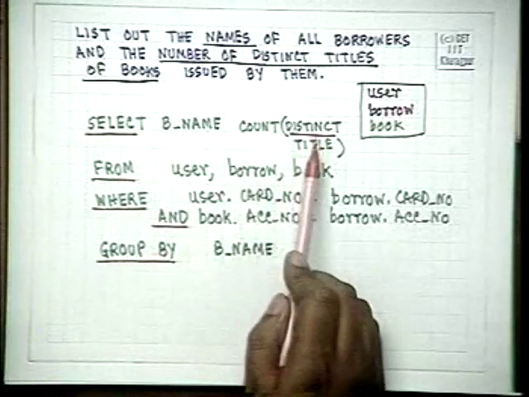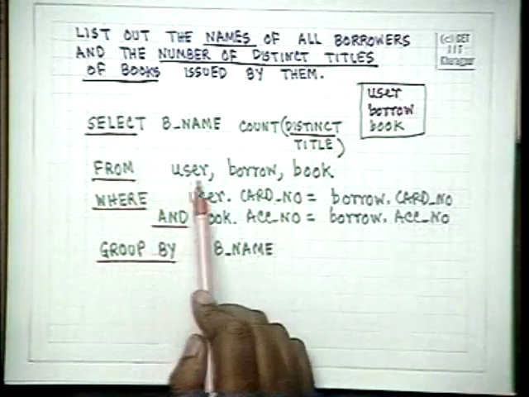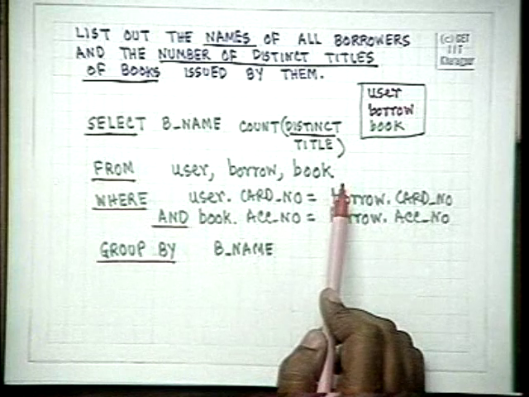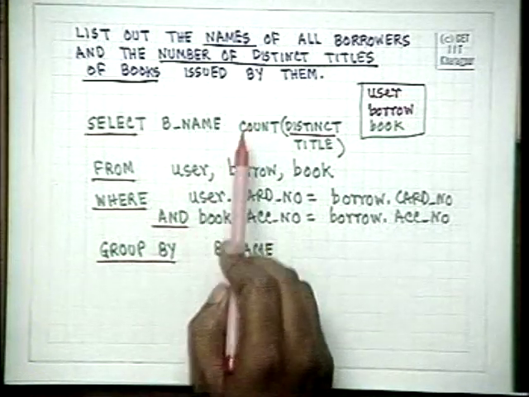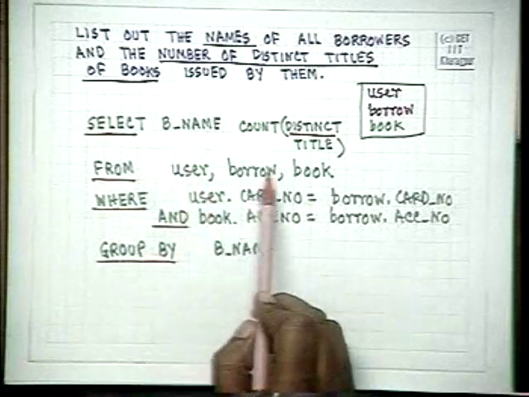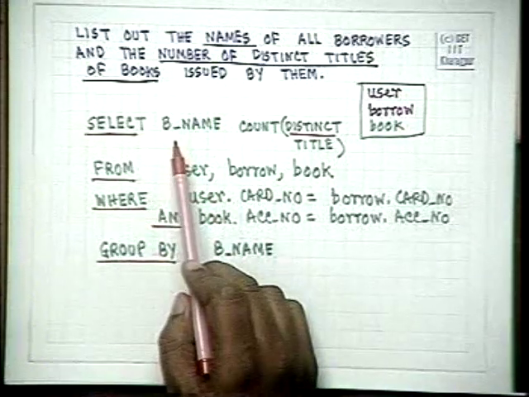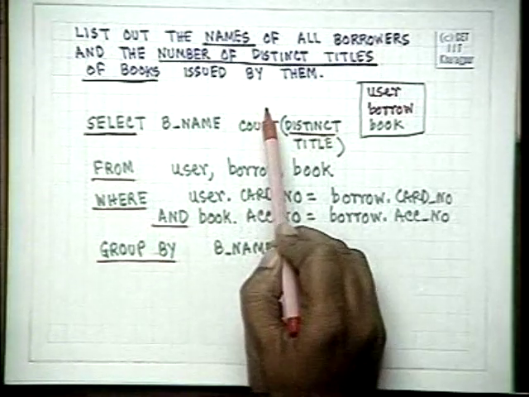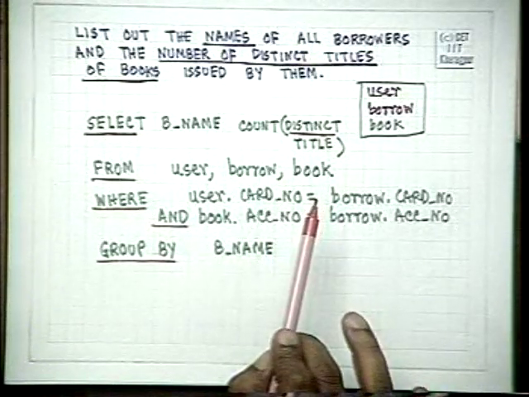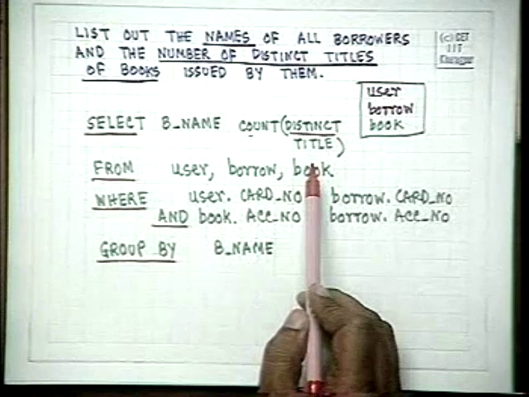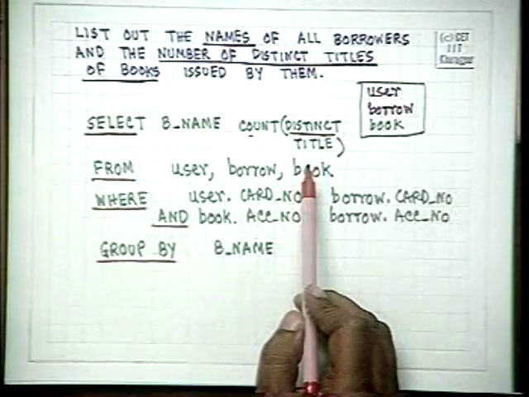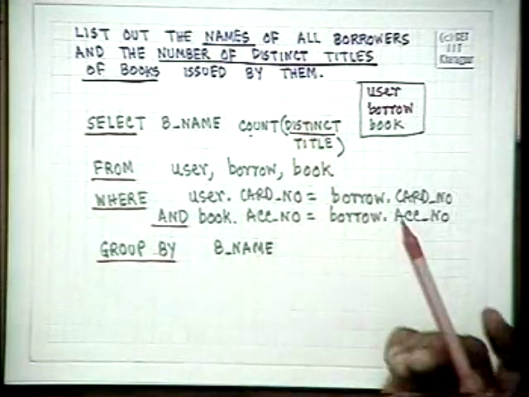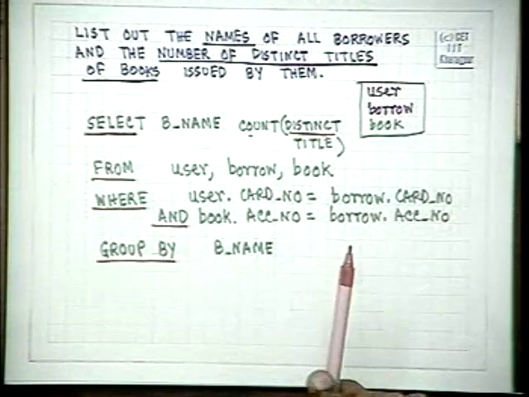Select borrower's name, count distinct title from user, borrow, book, where this does the natural join between user, borrow and book. So forget about this aggregation. Select borrower's name from user, borrow, book, where this. So you will get the names of all borrowers who have borrowed any book. And if you want the title here, then you will get the titles of all the books. We don't want the title, we just want the count of the distinct number of titles. If we want to find out all the titles, then we will do count all title, or count accession number, which will give us the same thing in this particular case.